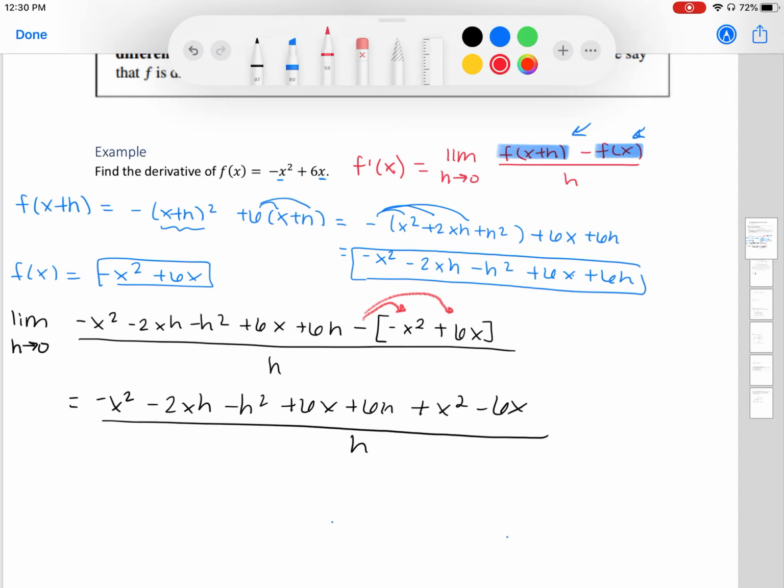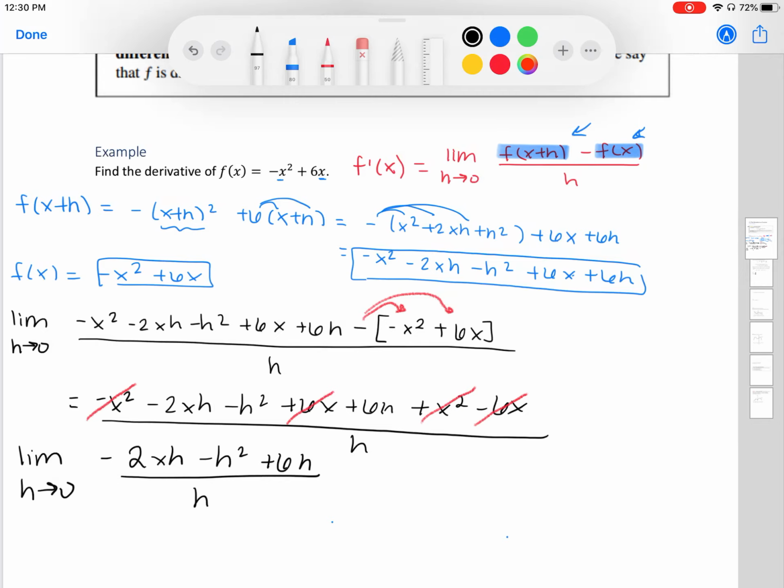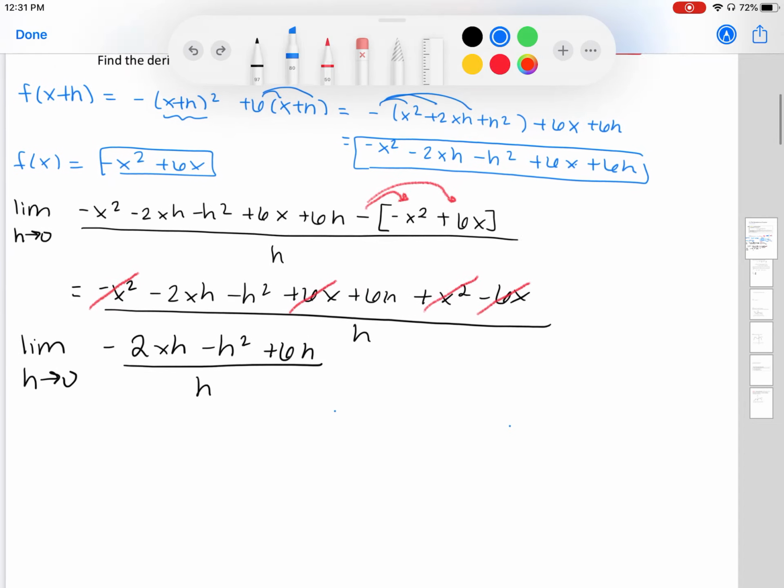And things should add up to be 0. So 6x and minus 6x add to be 0. x squared and negative x squared add to make 0. So we're left with the limit as h is approaching 0 of negative 2xh minus h squared plus 6h all over h. Now the problem here is that I'm trying to take the limit as h is approaching 0, so I want to be able to substitute in a 0, but my denominator doesn't allow it. So I need to divide out that denominator. We can do that by factoring out an h.